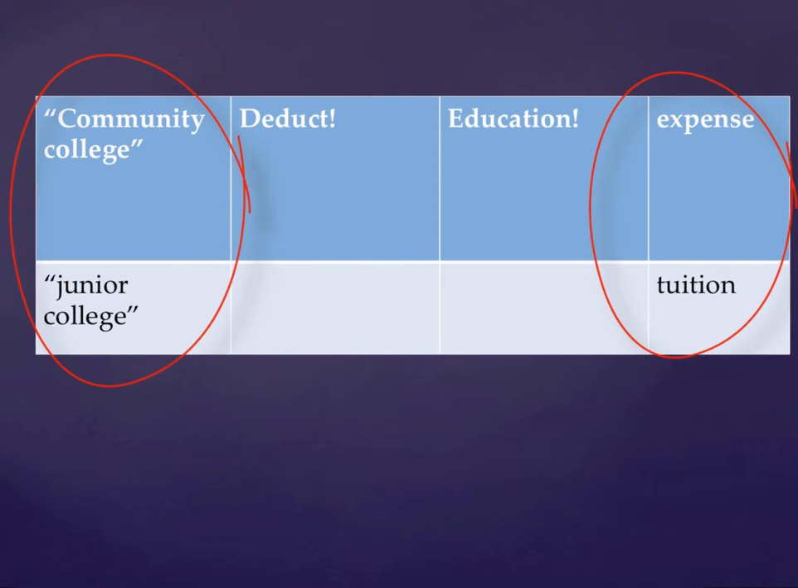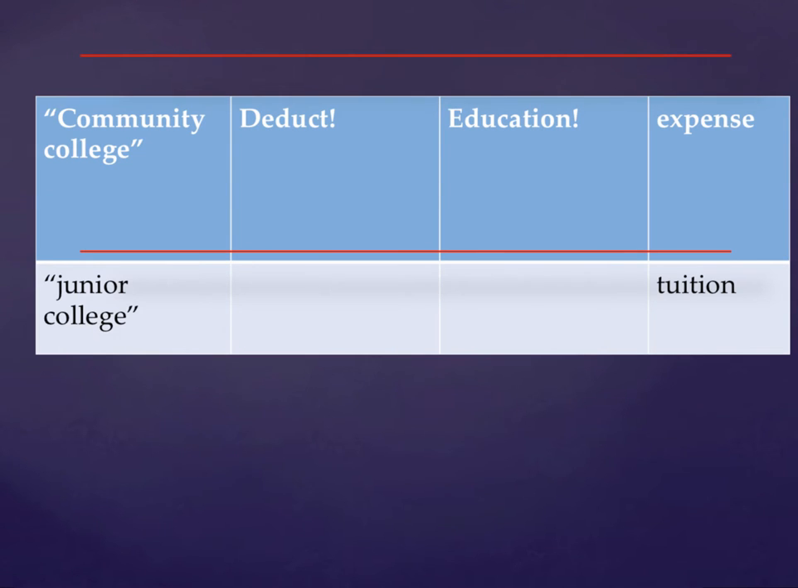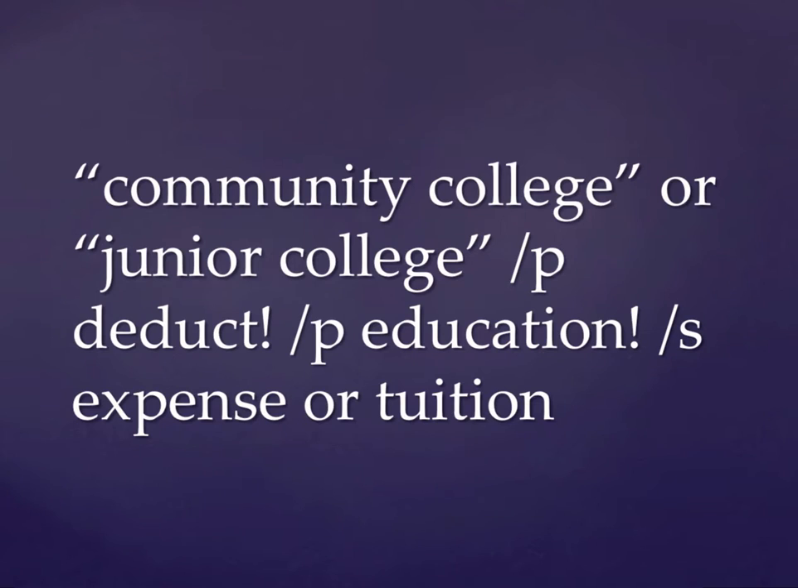We'll connect the terms in the vertical columns using OR. We'll connect the terms horizontally with AND or one of the proximity connectors. So, here's what the search looks like once we put it all together. Community college or junior college within the same paragraph as deduct, within the same paragraph as education, within the same sentence as expense or tuition.